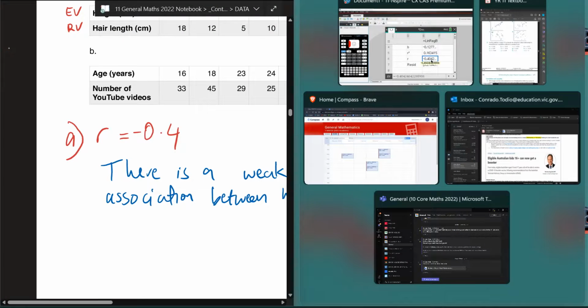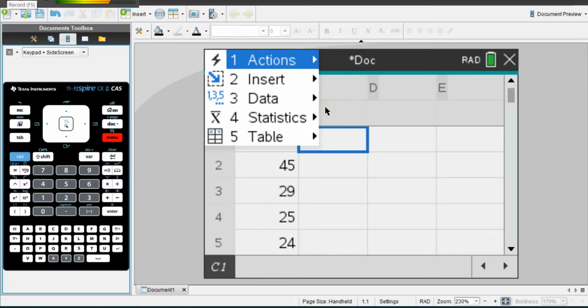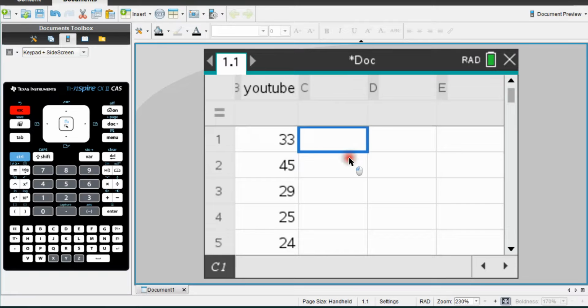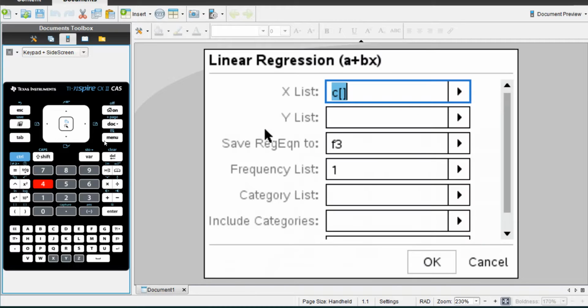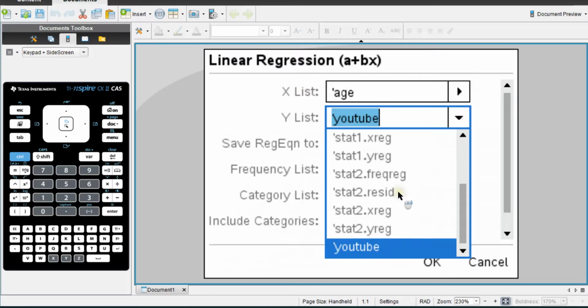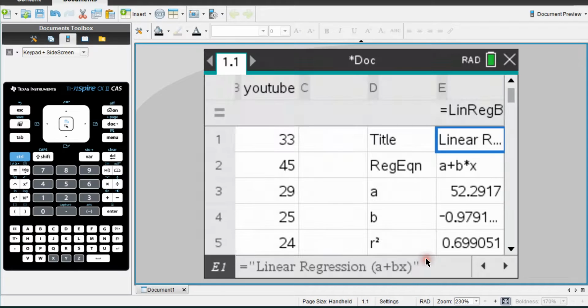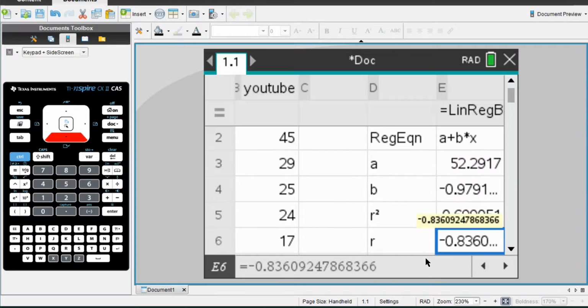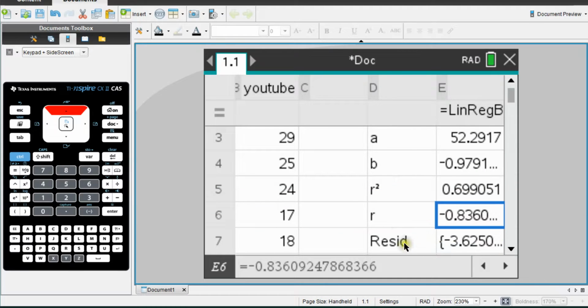So B, put that again in your calculator. Remember, menu, do it again, sorry. Put your cursor there, menu 414 for the shortcut. We go age, and we go YouTube for the Y variable. And you can see that the R value is negative 0.83. We assume that the older you get, the fewer YouTube videos you'll watch, which supports our idea, because this is a negative R value, which means it's going in a negative direction.